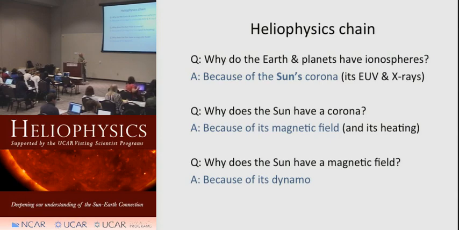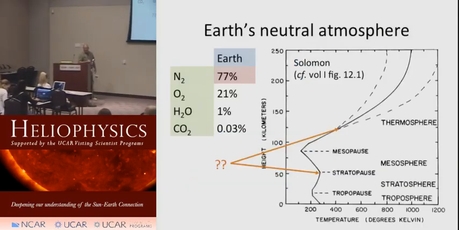So the sun has a corona, we have an ionosphere. Why does the sun have a corona? Because it has a magnetic field. Why does the sun have a magnetic field? Because it has a dynamo. Okay, so these are all sort of linked.